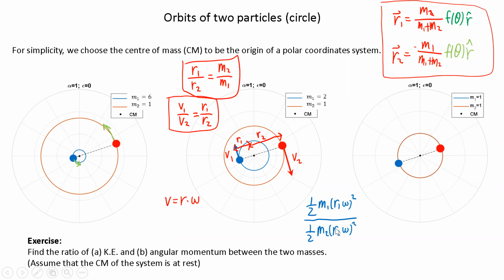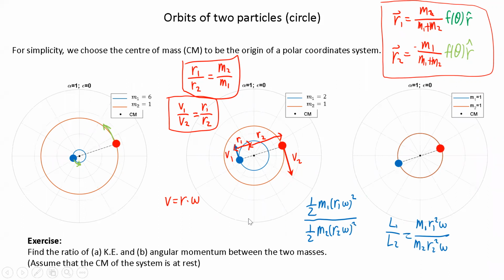Okay. So similarly, if you want to find the ratio for the angular momentum, you just need to know the following. L1 divided by L2 would be this M1 R1 square omega divided by this M2 R2 square omega. So that's all you have for the two answers.